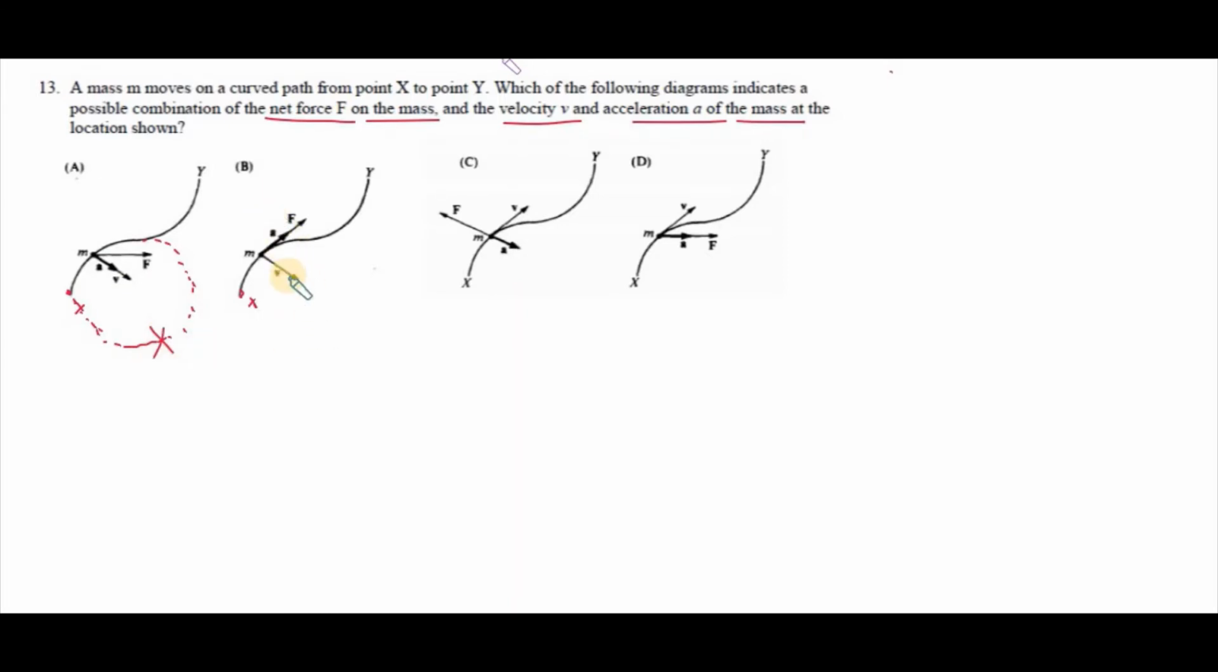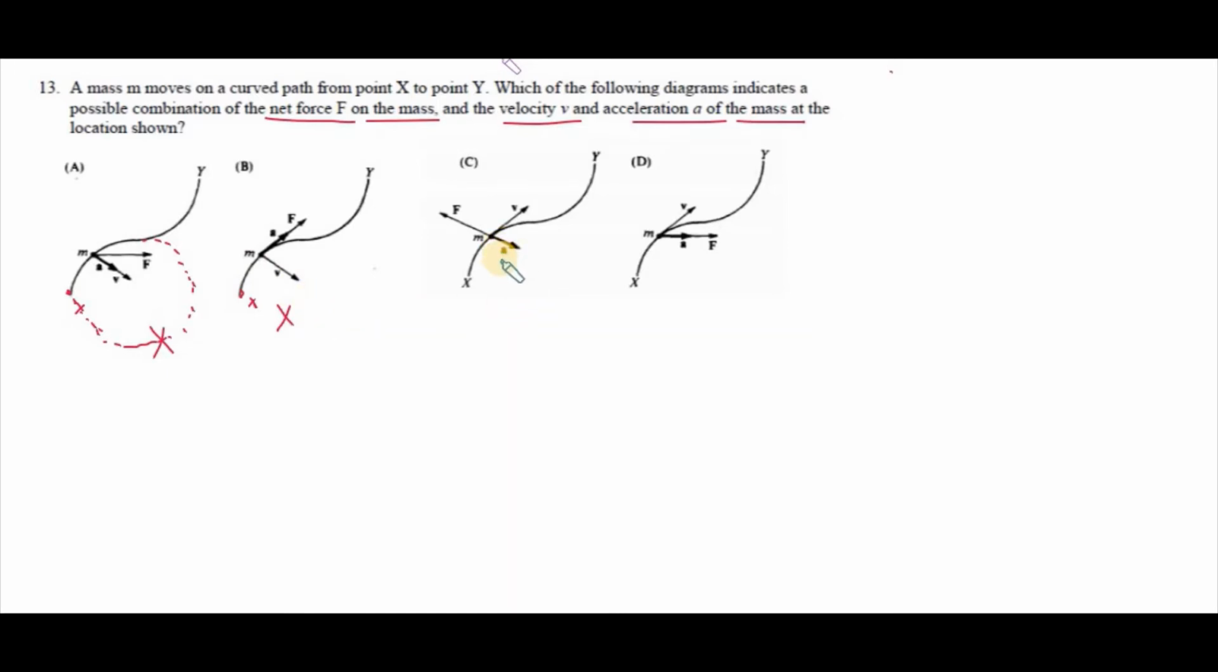Now in case of B, it's given that the velocity is pointing radially inward, but the acceleration is along the tangential direction, which is not possible. In circular motion, there would be a certain amount of centripetal acceleration. There might be some tangential acceleration also, but the centripetal acceleration would be present, which is not shown at this point. So that would not be the answer.